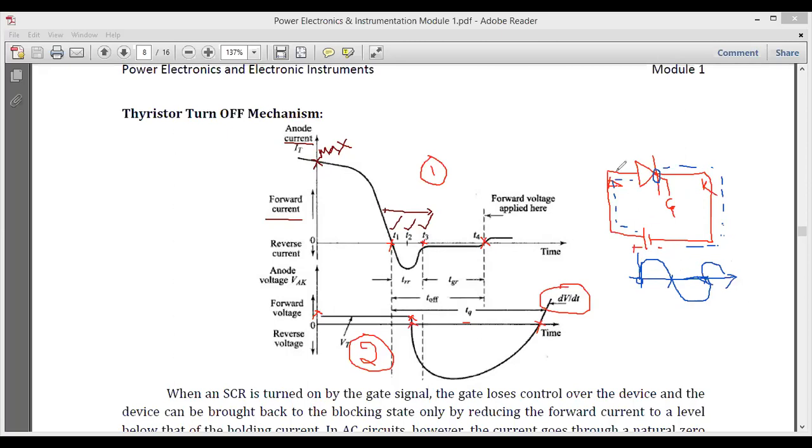Here there is the anode and this is the cathode. The current which is flowing through this anode, we call it the anode current. Here you can see in the graph, it is the anode current, and this anode current is in the forward direction. That is why we call it a forward current. So I have two notations: one is forward current and another is the anode current.